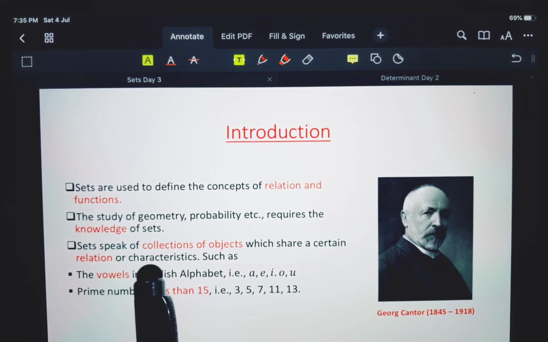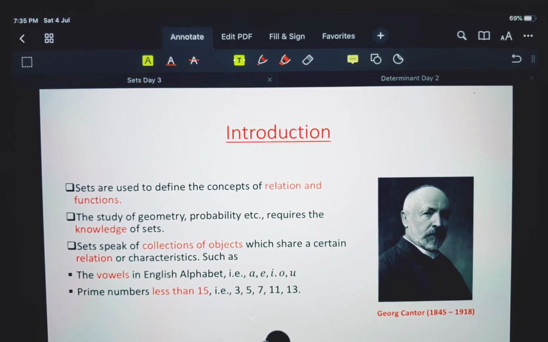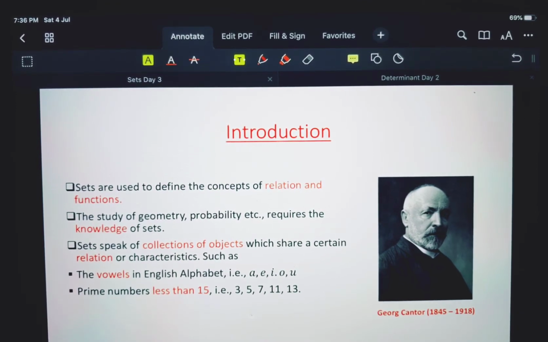So set speaks of a collection of objects which share a certain relation or characteristics. Okay, so what does it mean? Suppose I say a set of class 11 students. So all the class 11 students form a set. Then what is the characteristic shared by all those students? That they are class 11 students. Same as class 5 students, class 6 students. All those students which belong to class 5 will form a set. Understood? So set is what?